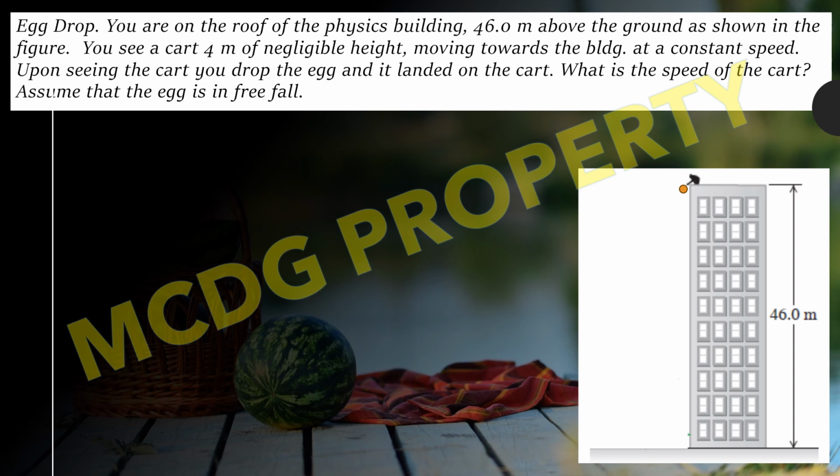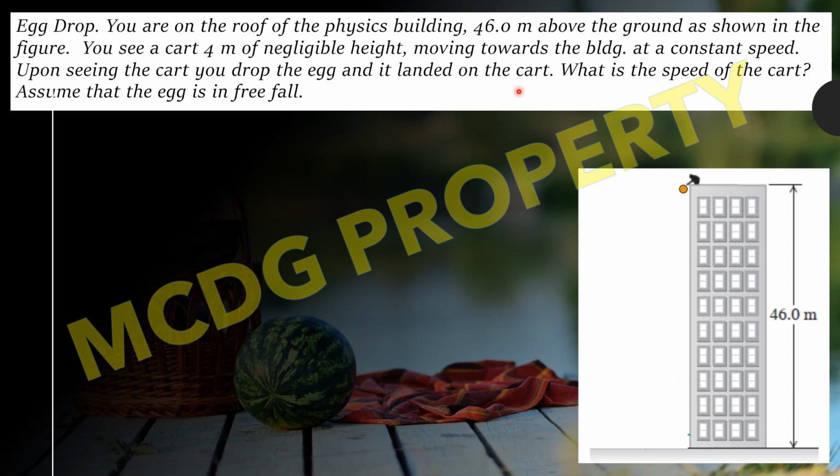You are on the roof of the physics building, 46 meters above the ground. You see a cart, 4 meters of negligible height, moving towards the building. The cart is moving at a constant speed. Upon seeing the cart, you drop the egg and it lands on the cart.